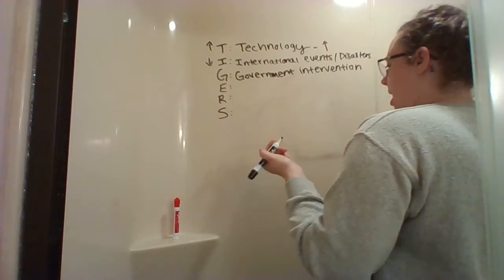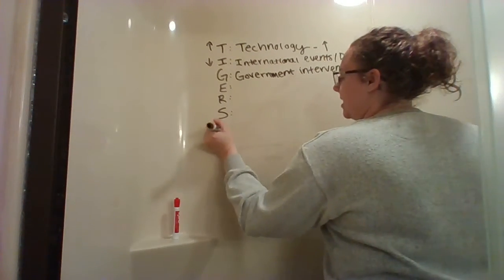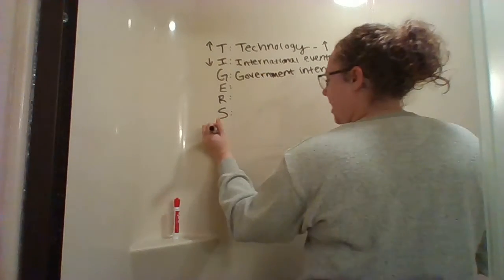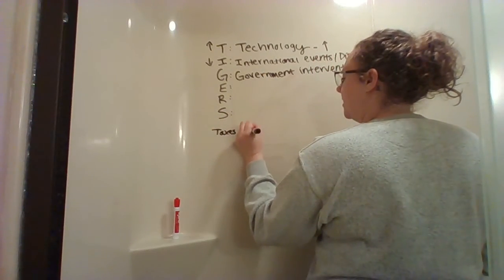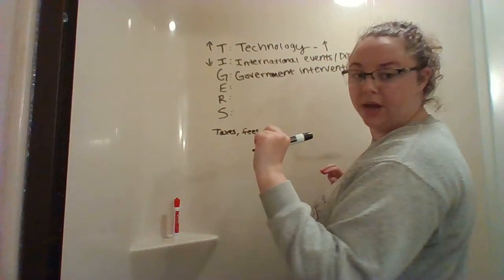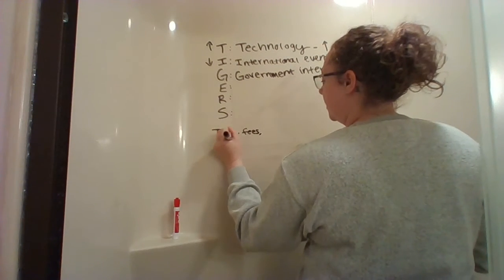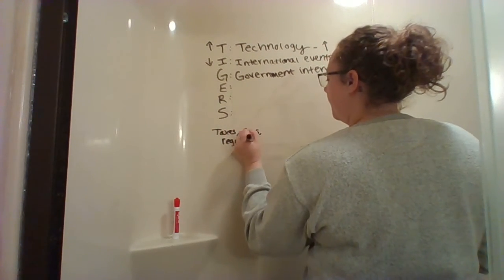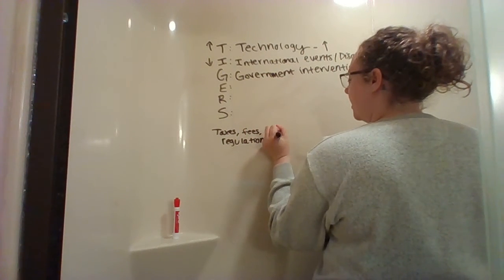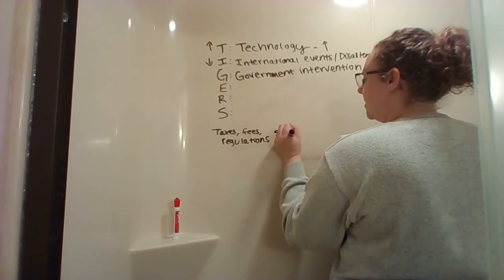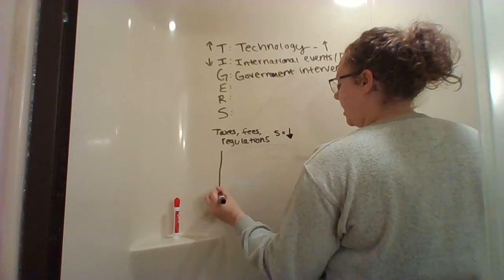So taxes, if you want to write this in your notebook, I recommend it. Taxes, fees, and then what was the other word? Regulations. Regulations cause supply to decrease, which the graph will look like this.